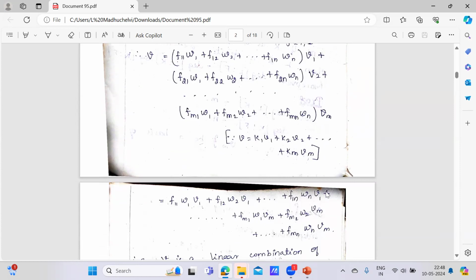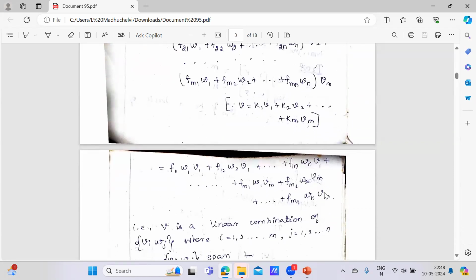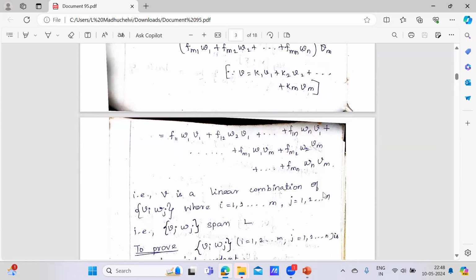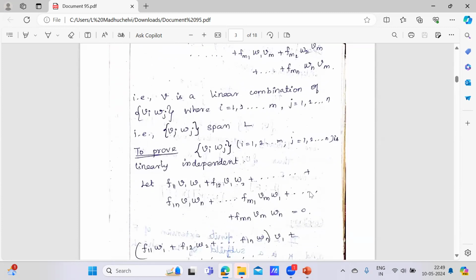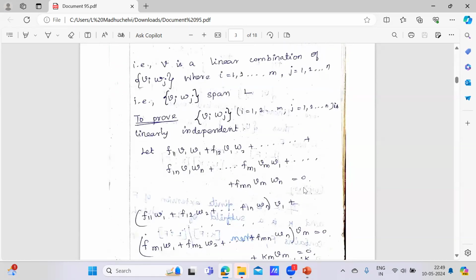If we multiply and simplify that product, we get F11 W1 V1 plus F12 W2 V1 plus etc. F1n Wn V1 plus etc. plus Fm1 W1 Vm plus Fm2 W2 Vm plus etc. plus Fmn Wn Vm. That is, V is a linear combination of the set Vi Wj, where i equals 1 to M, j equals 1 to N. This implies that the set Vi Wj spans L. Now to prove this set Vi Wj is linearly independent.